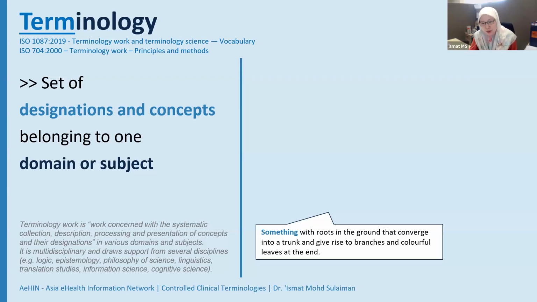What does it mean when people talk about concept? When people talk about what is terminology, what is concept? I like to give an example. Imagine if I'm talking to you and I'm trying to describe something, an idea. A concept is like an idea. I say that I'm talking about something with roots in the ground, and that something converges into a trunk and gives rise to many branches with colorful leaves at the end. Once I describe this, I think everyone can have some sort of idea on what it is. Can you guess what it is?